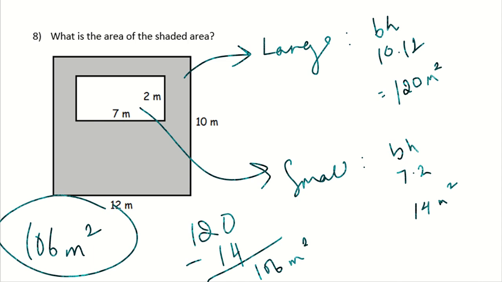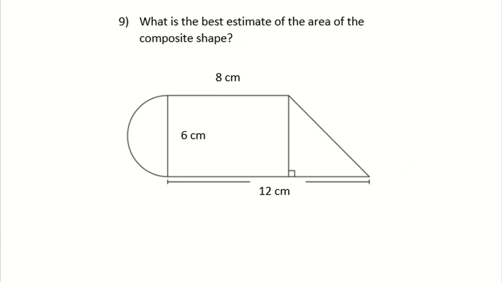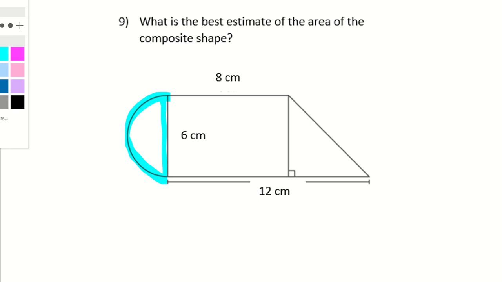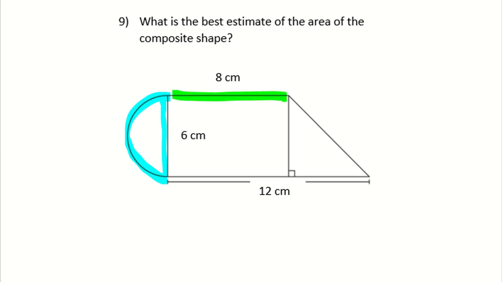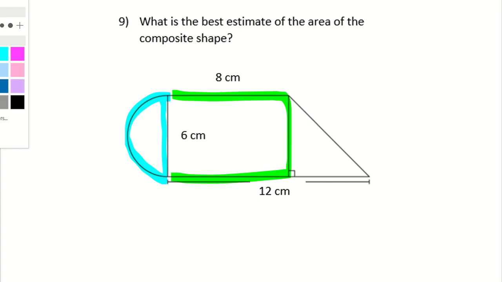There you go. And the last question: what is the best estimate of the area of the composite shape? All right, save the hardest for last, or most work for last. I would color code so that you can clearly differentiate the three shapes that you're supposed to be working on. So we're going to deal with a rectangle, a triangle, and a half circle.